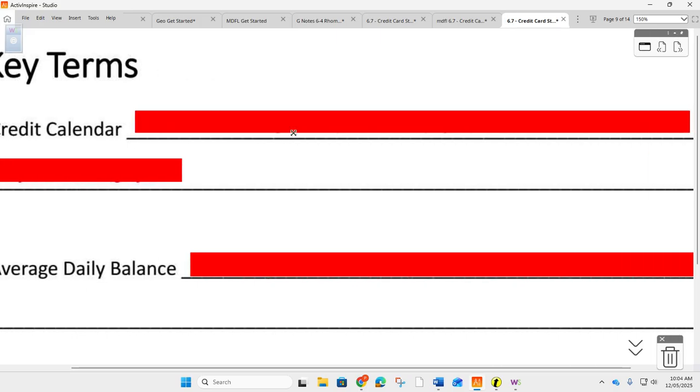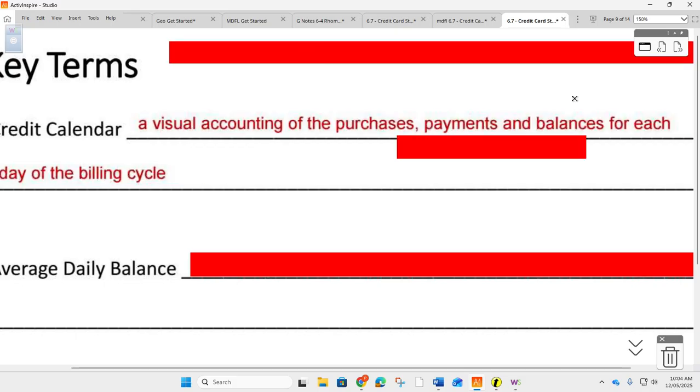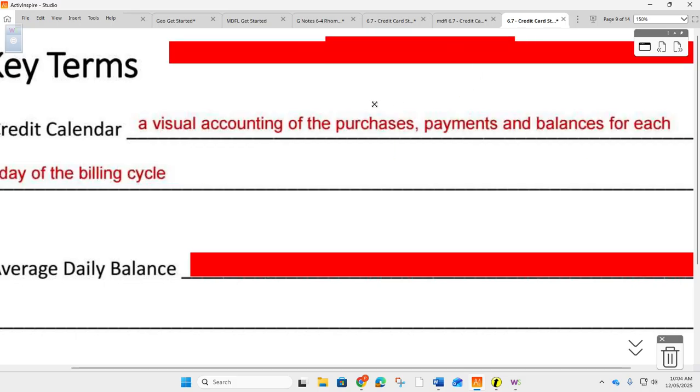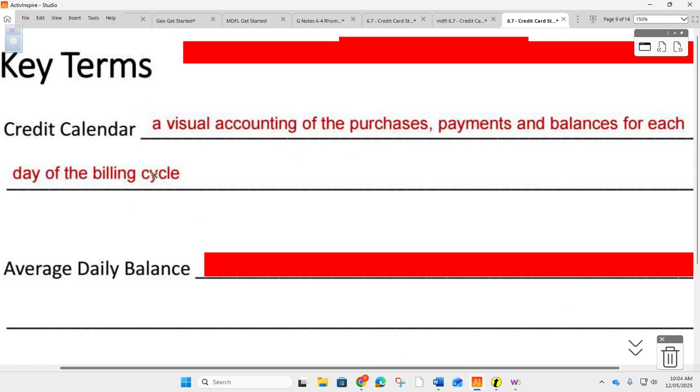So this is a visual aid of the purchases, payments, and balances for each day of the billing cycle. It is used to find the average daily balance on your credit card. The average daily balance is used to compute the finance charge on your credit card.